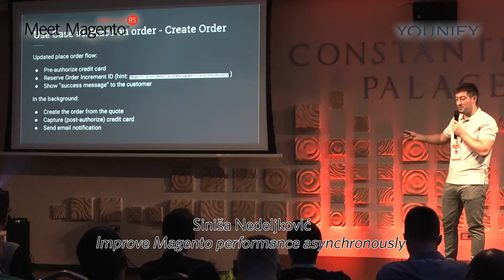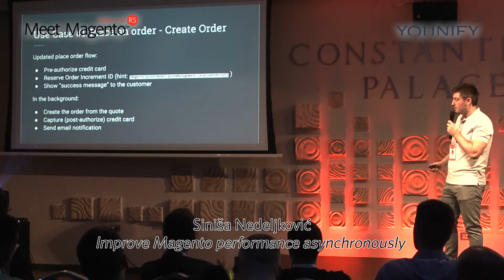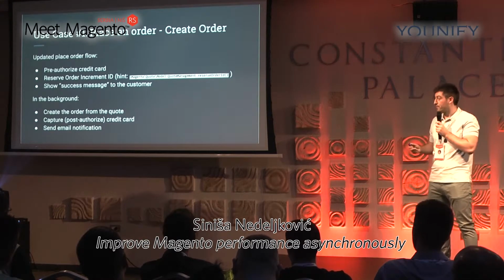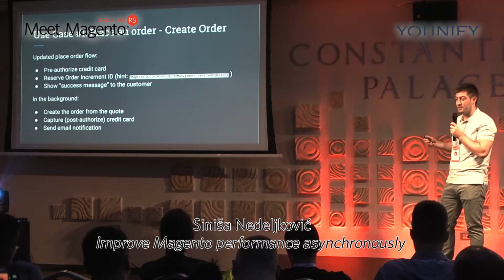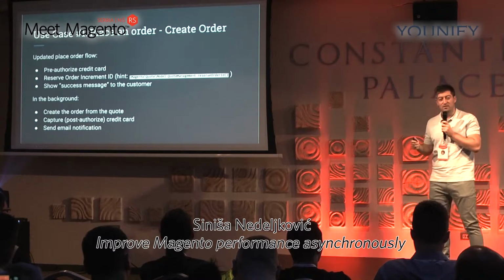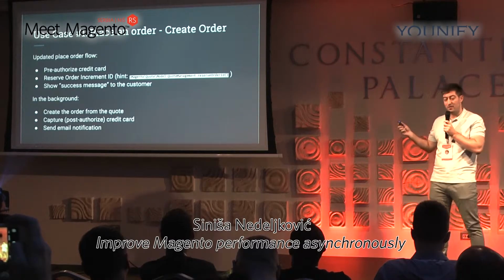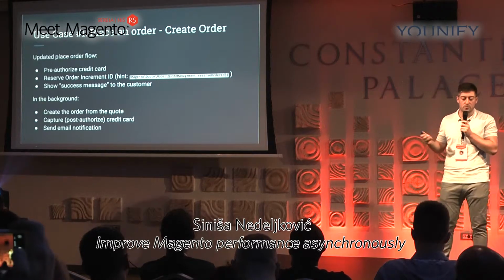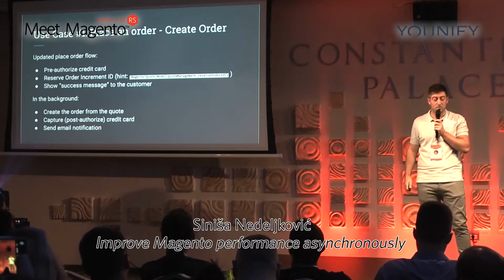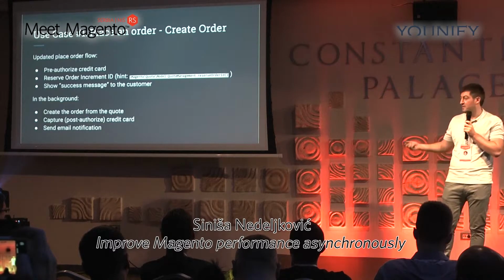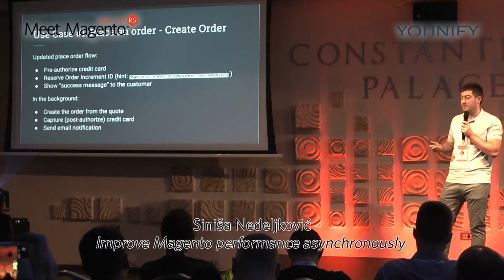We can optimize this further. Here is one solution. During making order, during checkout, we can pre-authorize the credit card. So we can do a reservation on some amount of the card. Then we can reserve the order increment ID, which we need. And we can just show a success message to the customer. It's pretty quick, so it can make our checkout almost instant.